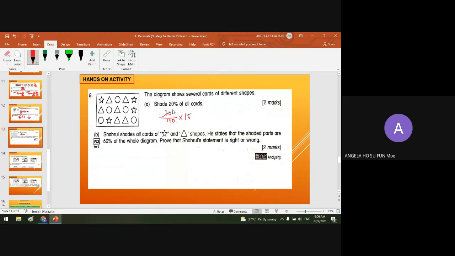20 times 1 is 20, 20 times 5 is 100. 5 times 1 is 5, 5 times 3 is 15. So the answer is 3. Shade 3 out of all the cards. Shade 20% of the cards. Okay, maybe I'll just use this one to shade 1.